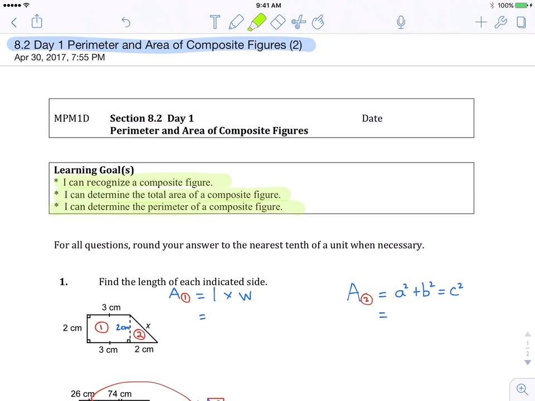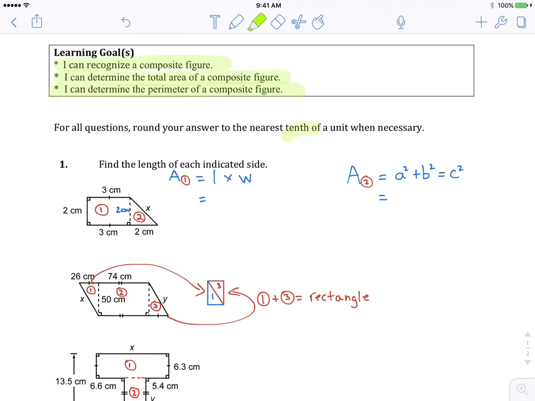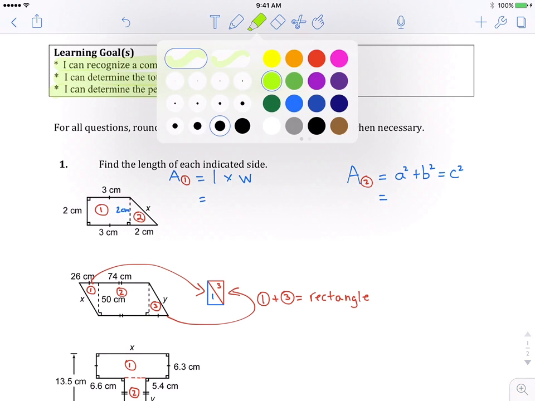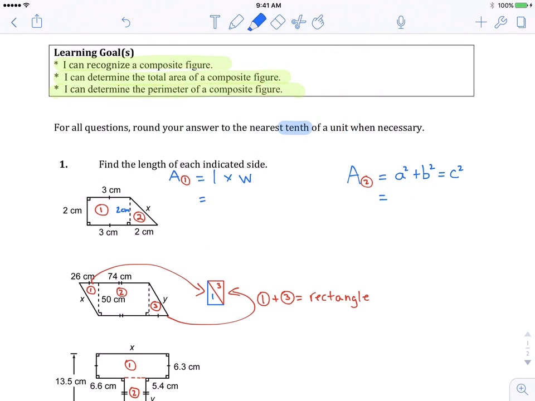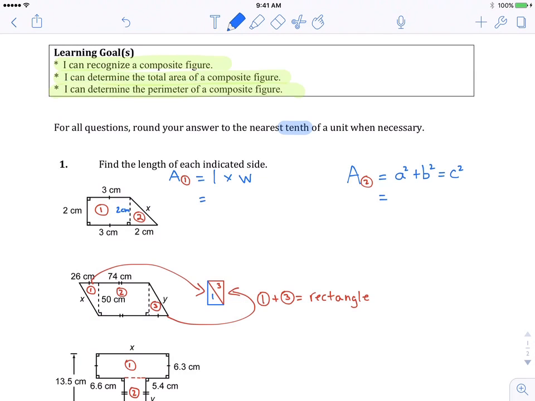What you may find a little bit difficult is memorizing some of the formulas you haven't used in a while, and that's what I'm going to go through here. I may not take you through every single question, but I will lead you to be able to figure the rest of the answer out on your own. I've gone ahead and labeled some of this for you to help you out. For all questions, round your answers to the nearest tenth of a unit when necessary. You should hopefully remember that a tenth means one decimal place, so I'll write that in here for you just to remind you of that.